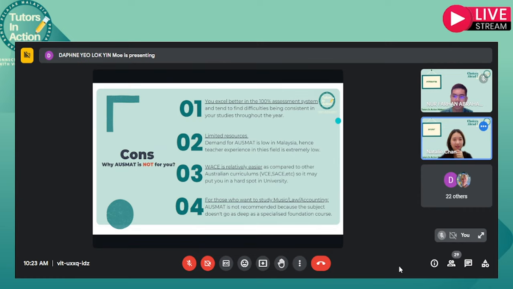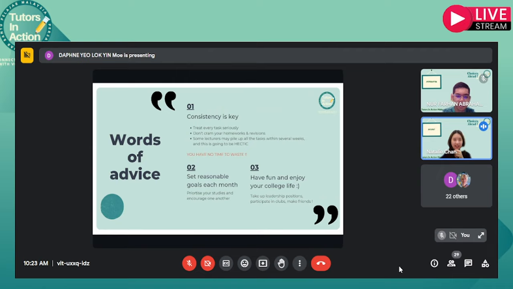Okay, words of advice. Consistency is key. Treat every single task seriously. Task is the internal exams, the tests. And don't cram your homeworks and revisions, because some lecturers might pile up all the tests within several weeks and it's going to be hectic.